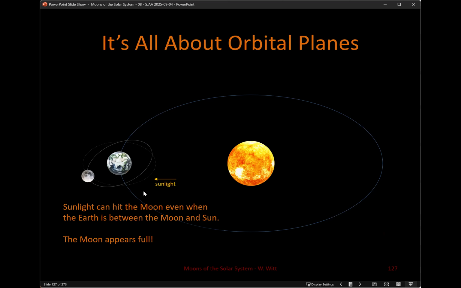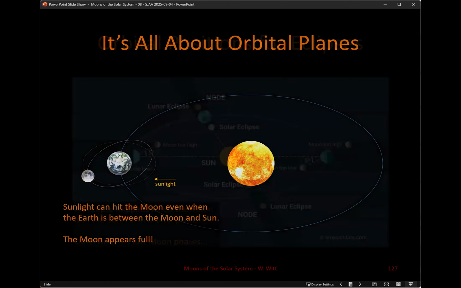And so what can happen here is that sunlight can hit the moon even when the Earth is between the moon and the sun, right? So in fact, that's kind of the arrangement we have here. The way I've drawn it right here, we're not getting a lunar eclipse. We're actually getting a full moon, because sunlight is easily able to bypass the Earth here and hit the moon and then reflect back, and we see a full moon. So this is how we see a full moon, even though the Earth is between the moon and the sun, so to speak, but it's not exactly in between.